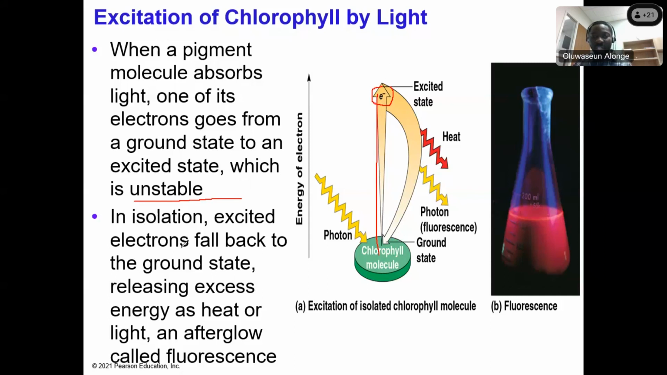In isolation, an excited electron will fall back to the ground, releasing excess energy as heat. Of course, I told you when we were looking at cellular respiration that anytime an electron falls, something follows it. Heat follows it. And I told you the heat is like hydrogen ions, protons. So the same way, when the electron that has been excited falls down, heat follows it.